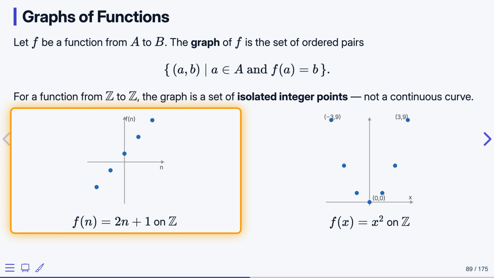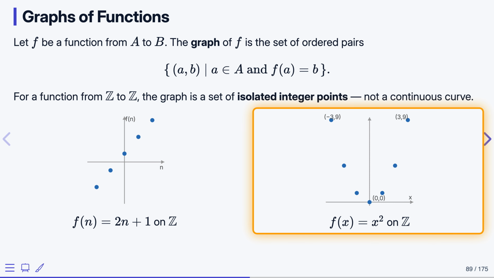The left picture graphs f of n equals 2n plus 1. As n steps through the integers, the output climbs in steps. The dots lie on a straight slope, but only at whole number inputs. The right picture graphs f of x equals x squared. It gives the pairs (-3, 9), (-2, 4), (-1, 1), (0, 0), and so on. The dots form the familiar bowl shape of a parabola, again only at integer inputs.